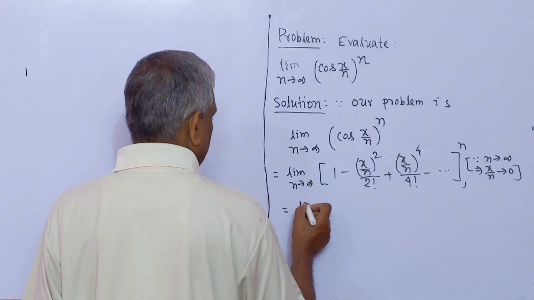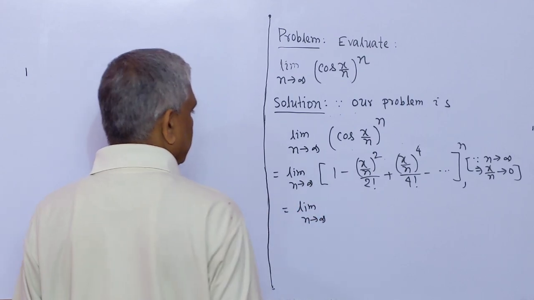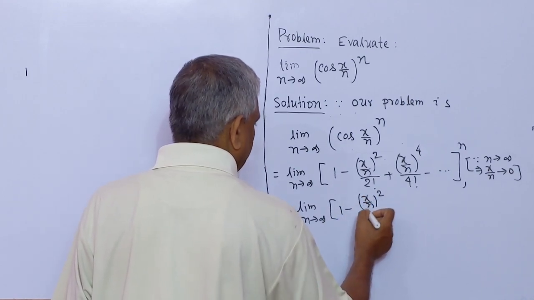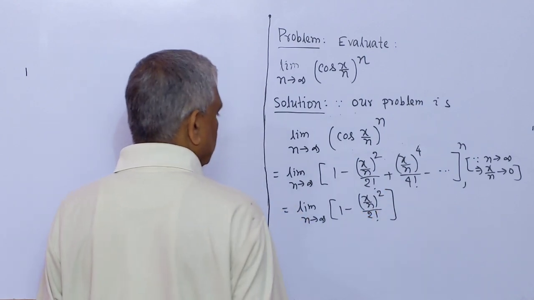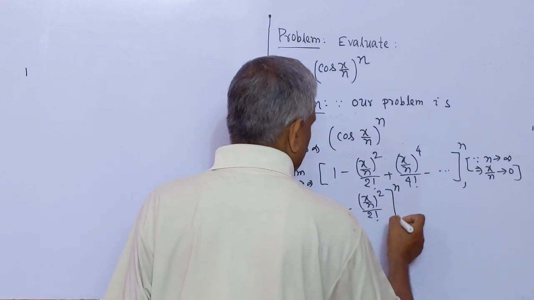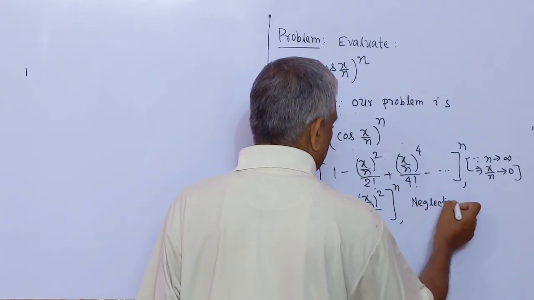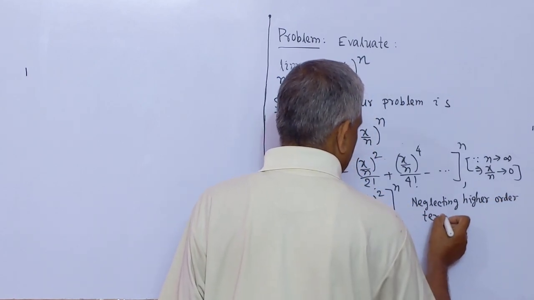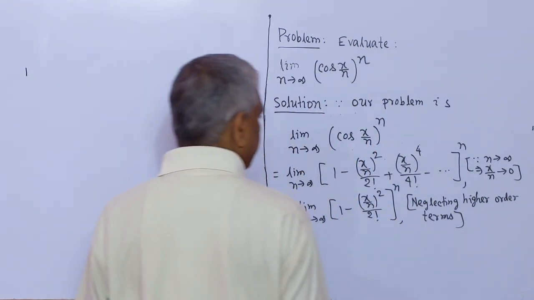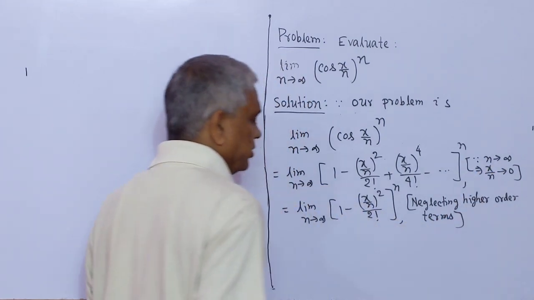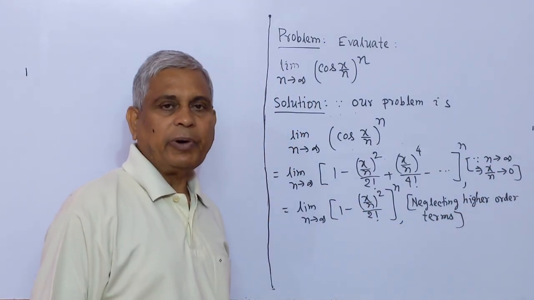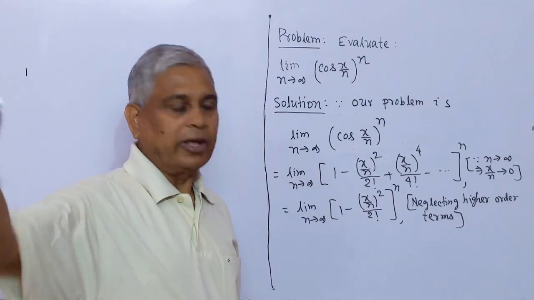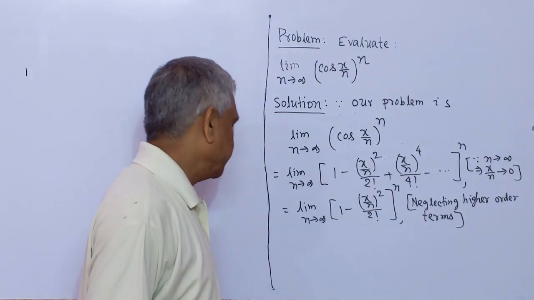This equal to limit n tends to infinity (1 minus (x by n) whole square by factorial 2) to the power n, neglecting higher order terms. Since x by n is very small quantity, and if we increase the power of this small quantity, the quantities will be smaller and smaller, and we neglect the higher order terms.